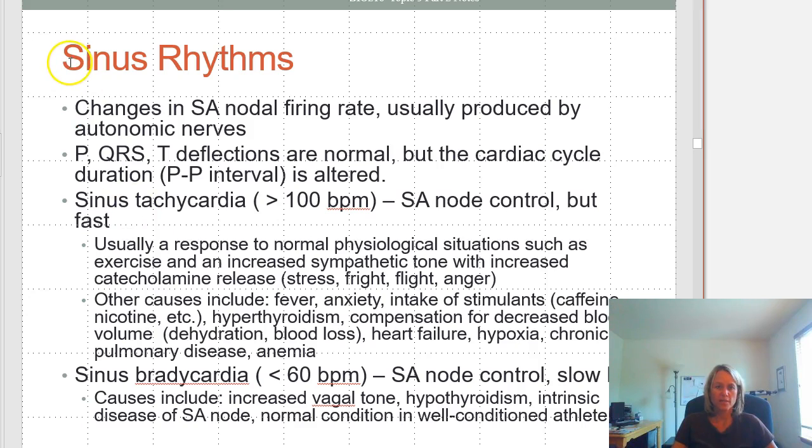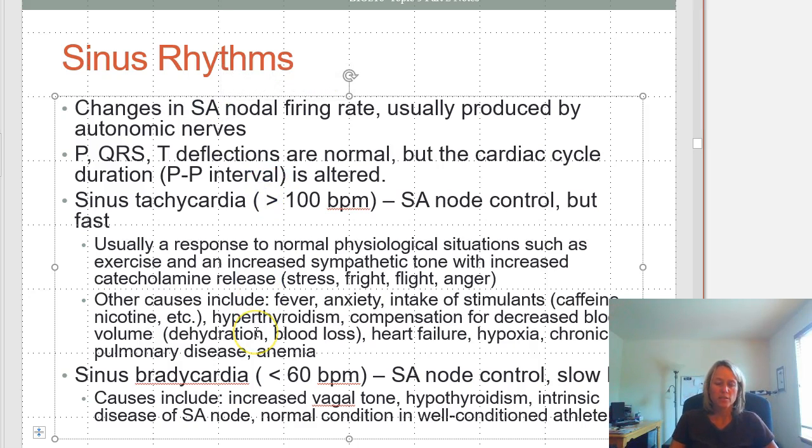Okay, if we have a sinus rhythm, that means it originated in the SA node. And so if we have a sinus rhythm, the rhythm is normal. We have normal P, QRS, T wave, but the rate may be varied. So normal P, QRS, but the cardiac cycle or rate is altered. With sinus tachycardia, the heart rate is greater than 100 beats per minute. Of course, with exercise, this is a normal response.